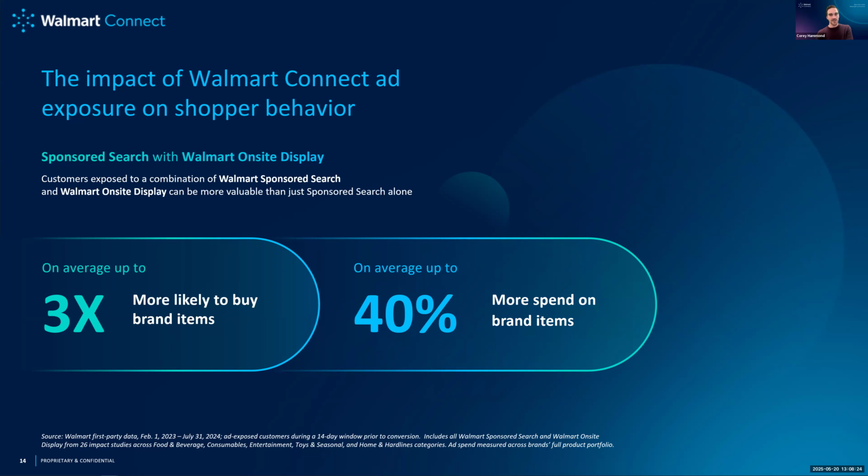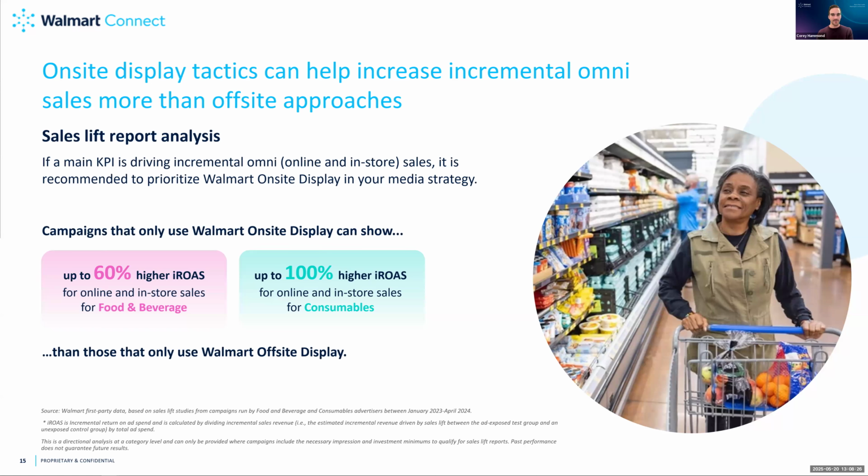And your sponsored search strategy isn't the only opportunity to make an impact with on-site display. For those of you looking to drive incremental online and in-store sales, campaigns that only use on-site display can show up to 60% higher incremental ROAS for online and in-store sales for food and beverage. And over on the consumables side, you've got up to a 100% higher incremental ROAS for in-store and online versus campaigns that only use our Walmart off-site display offering.